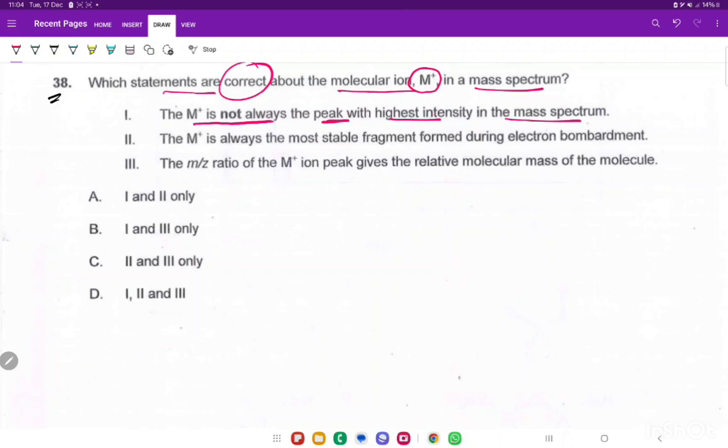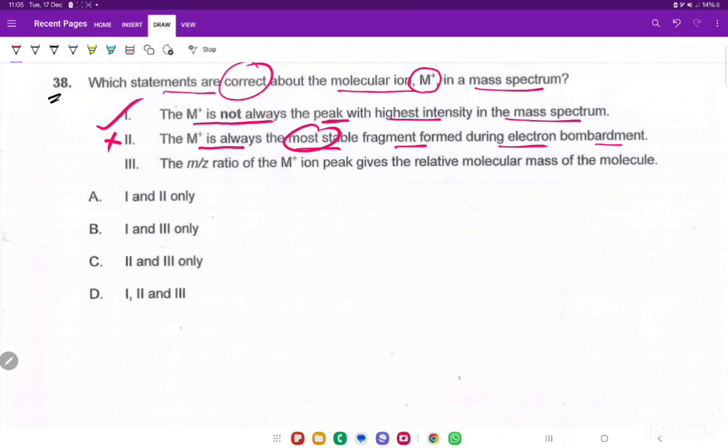We can say fragments can be more intense. Since it is written "not always", the statement is correct. So this point is correct. The first statement: M is always the most stable fragment formed during electron bombardment. M is released by the loss of one electron from the neutral molecule, but it is not necessary that it is the most stable. Stability depends on certain other factors also. So this is not absolutely correct.